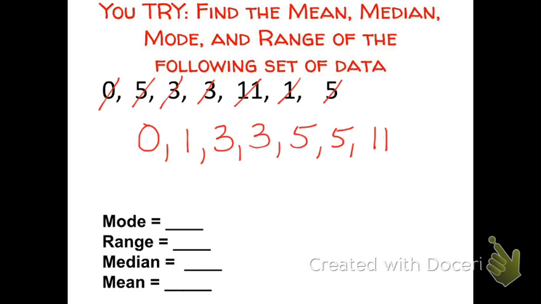Okay, so let's start with, and it doesn't matter which order we do these in, but let's just start with mode, because mode is pretty easy. What is the mode of these set of numbers? Is there more than one mode? Yeah, good, because there are 2 3s and 2 5s. So our mode is 3 and 5. So put both of them.